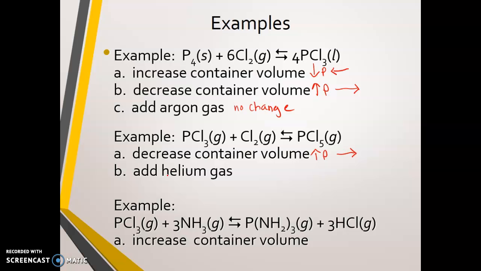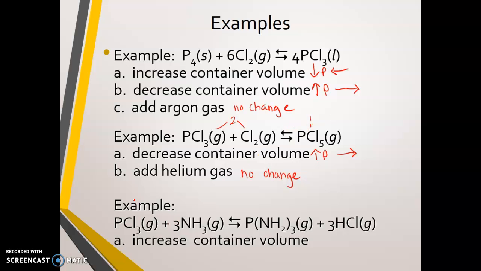So if we are shifting it to the side with fewer gas particles, we're going to shift it to the right. And then adding helium gas. Again, that's not a part of our equation. That is an inert gas. That is going to have no change. So we have 2 molecules and then we just have 1 molecule here.